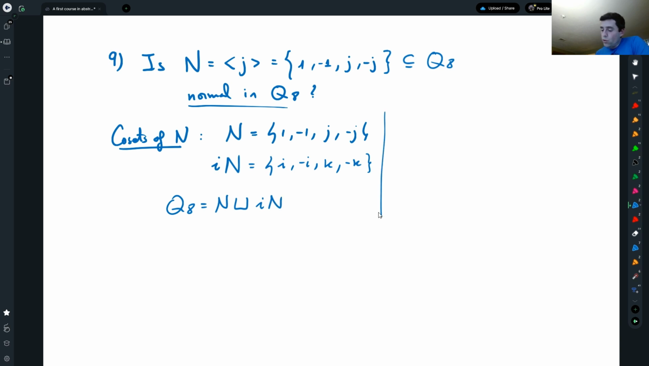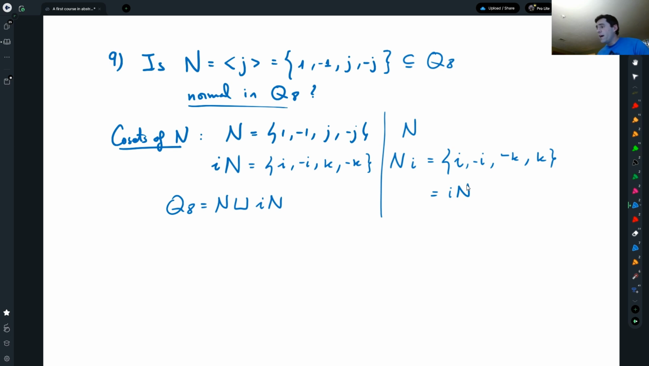Now, if I do the right cosets, I have N, and let's see what is N times i. N times i, so 1 times i on the right, I still get i. Minus 1 times i still gives minus i. j times i is minus k, and minus j times i is k. So I actually get the same thing as iN. So what does this tell me?